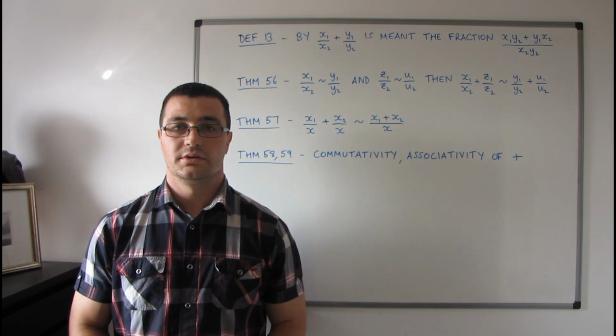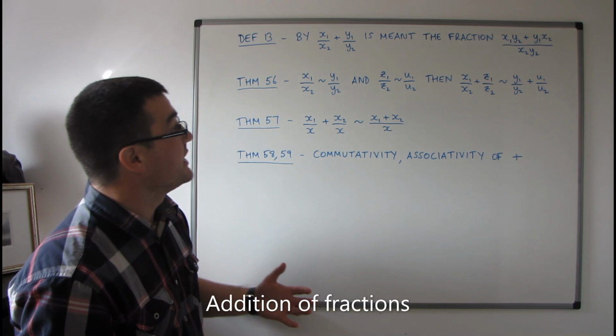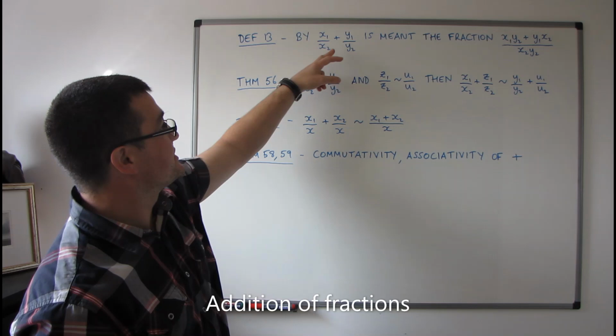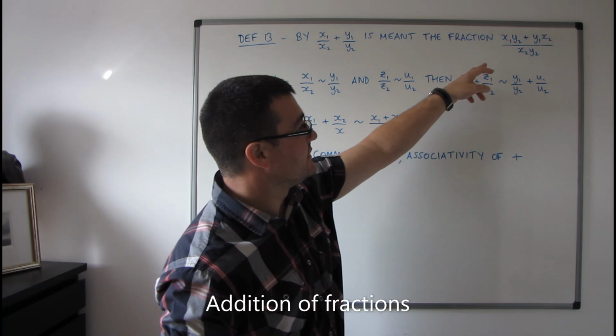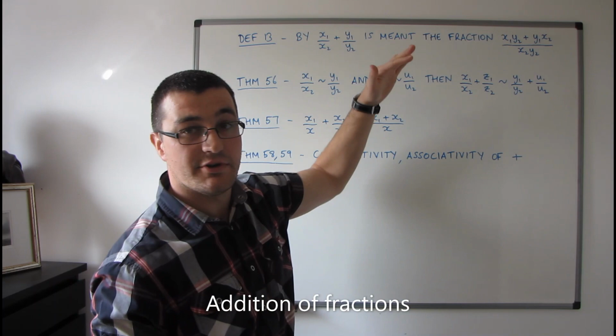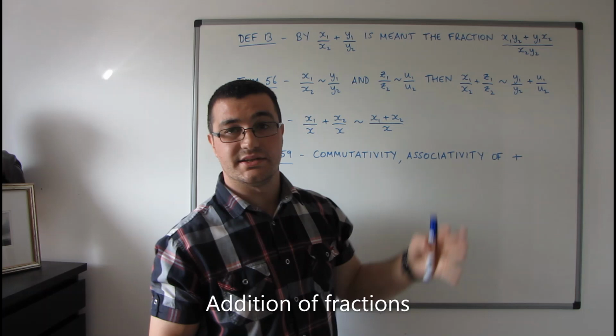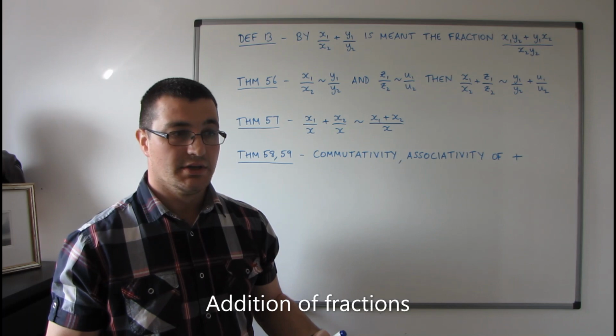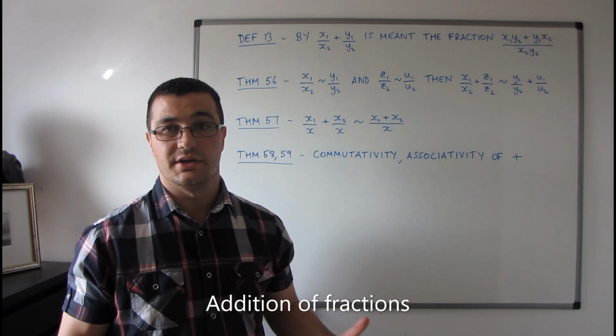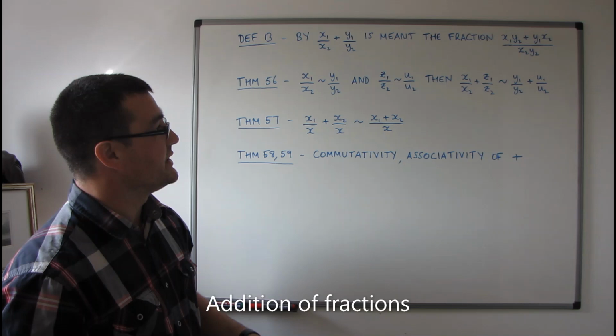So the next job for us is to define addition of fractions. And addition of fractions is defined in the way shown here. So x1 over x2 plus y1 over y2 is effectively defined as being the fraction x1 y2 plus y1 x2 in the numerator and x2 y2 in the denominator. So this coincides, unsurprisingly, with our intuitive notion of how fractions are added together. So the way that we learned at a very young age how to add fractions together, cross multiplication, or however you might have learned it. Not really much for me to say about that.